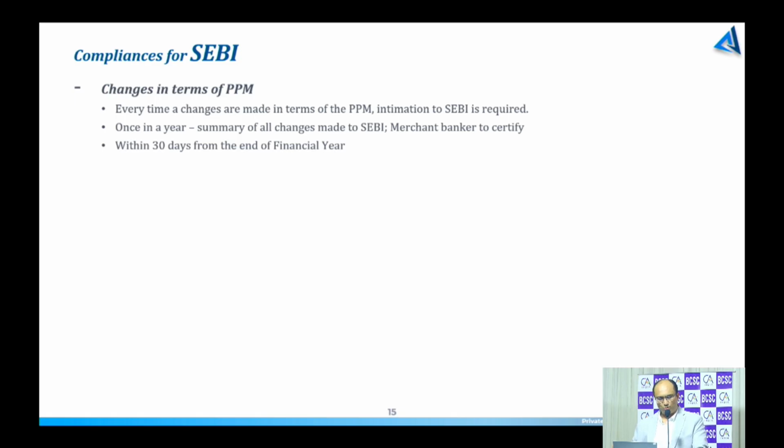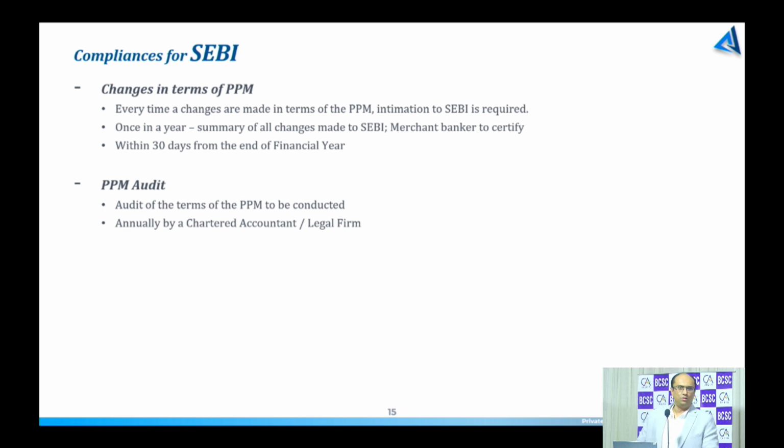Changes in terms of PPM to be certified, we spoke about that. PPM audit. While there will be other regular audits, your annual statutory audits, your GST audits, your tax audits, the terms of the PPM have to be audited annually. This can be through a chartered accountant firm or a legal firm. The whole idea here is whatever the terms of the PPM are being submitted to SEBI and published to the investors, whether those terms have been adhered to.